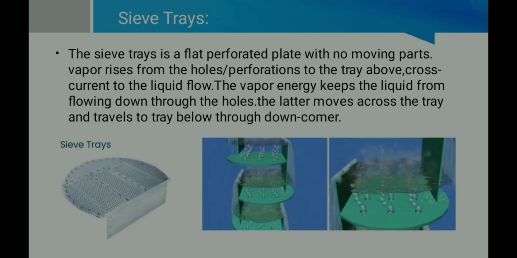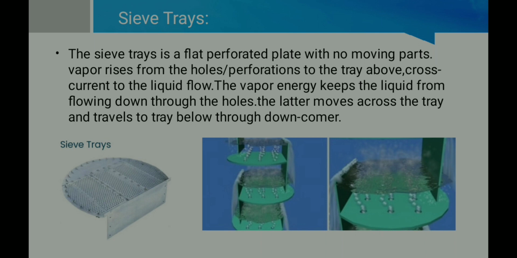Let's know about the sieve tray. The sieve tray is a flat perforated plate with no moving parts. Vapor rises from the hole perforations to the tray above, cross-current to the liquid flow. The vapor energy keeps the liquid from flowing down through the holes.